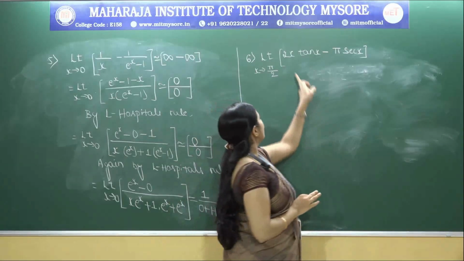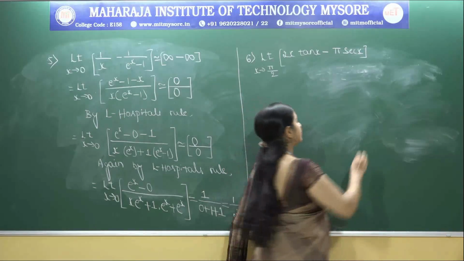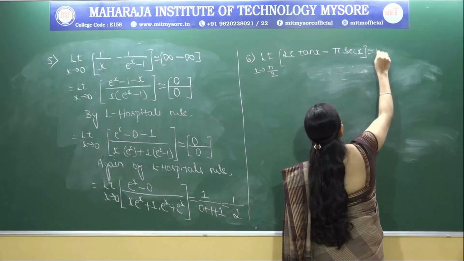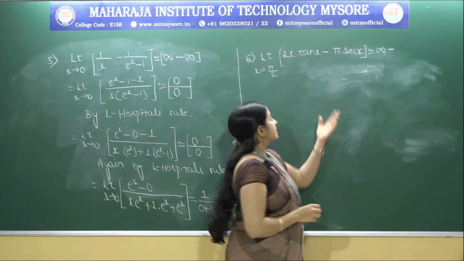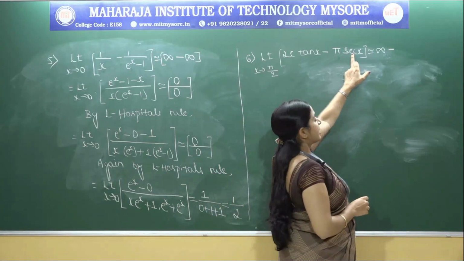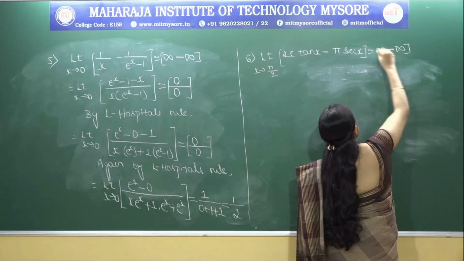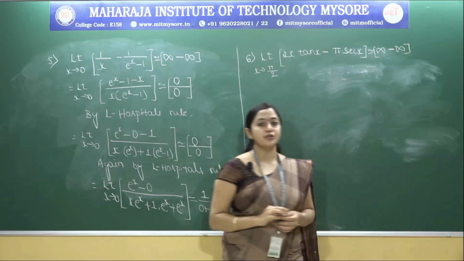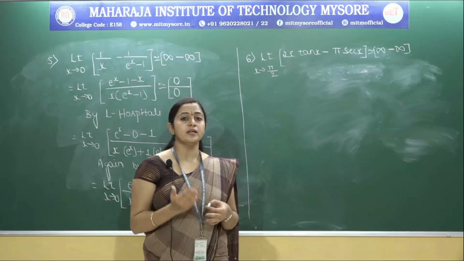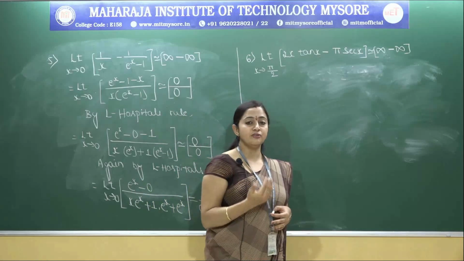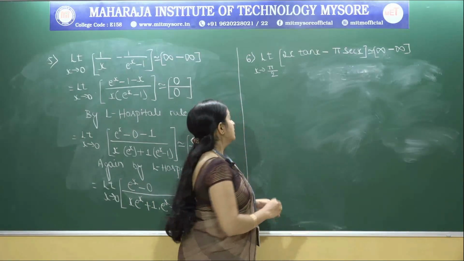So the first limit, 2 into pi by 2, tan pi by 2, tan pi by 2 is infinity, you will get the first term is infinity. Since the infinity into any term is infinity, the second one, pi into secant pi by 2, the secant pi by 2 is also infinity. So it is infinity minus infinity form. First you convert into standard indeterminate form, it is 0 by 0 or infinity by infinity. Then you apply the L'Hospital rule.